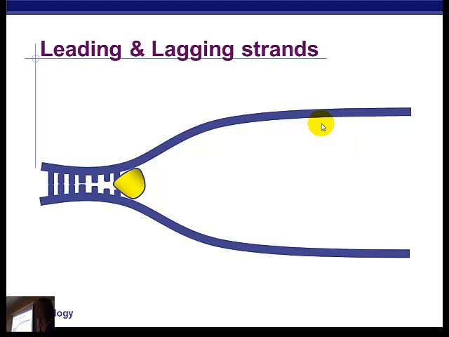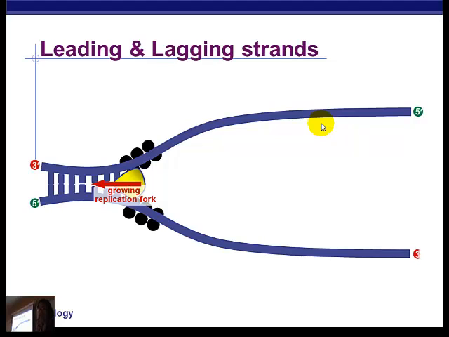There's my what enzyme? Helicase, good. What are those black things? Single-stranded binding proteins. Good. Those guys are keeping the DNA stabilized once it's been opened. Now, here's my 3' and 5'.